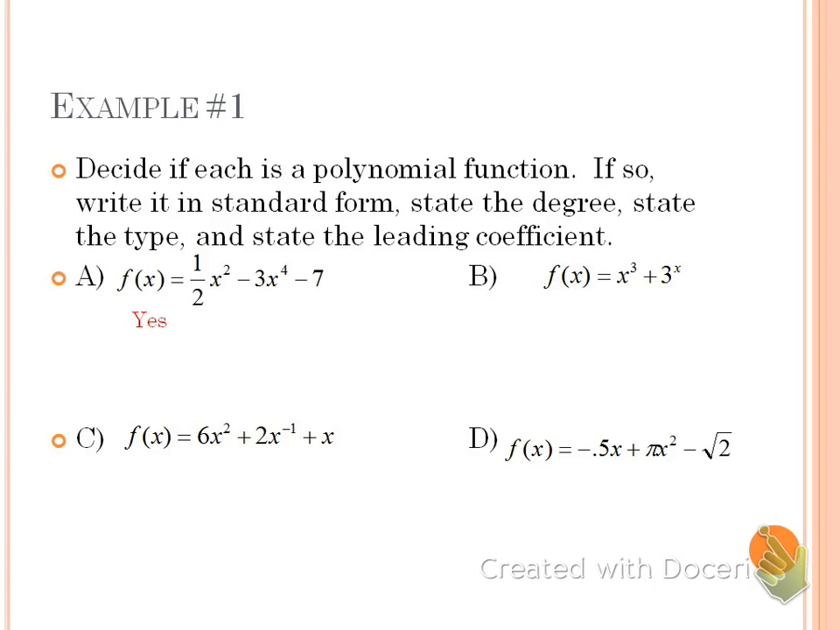When you write it in standard form, you go from biggest exponent to littlest exponent. So what term do I want in the front? Negative 3x to the 4th. Good. Then I want the x squared term. Then I want my constant on the end.